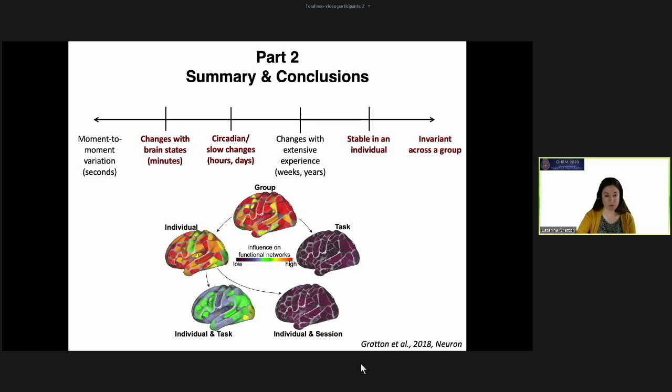Finally, these different effects were localized somewhat differently across the brain, with individual specific features larger in control systems, group features larger in sensory motor processing systems, and task features most prominent in interaction between the two.